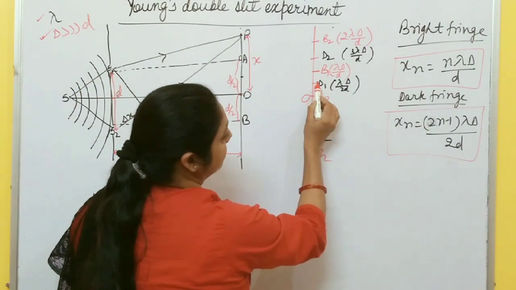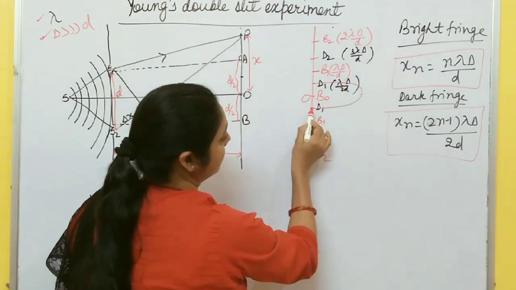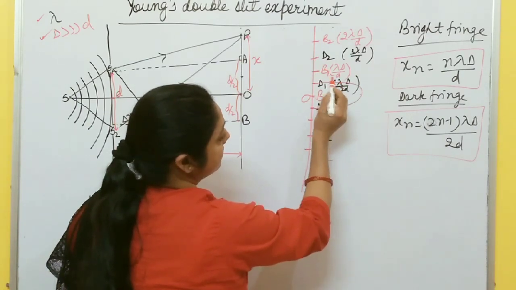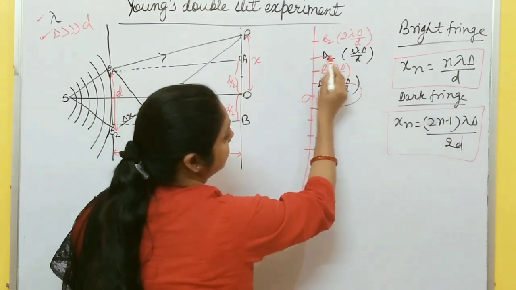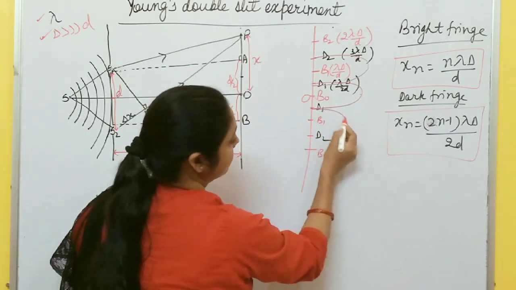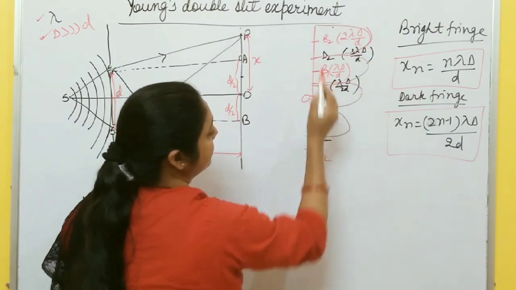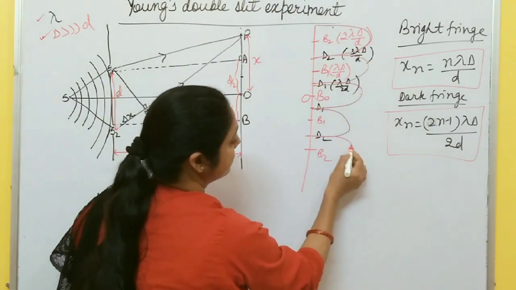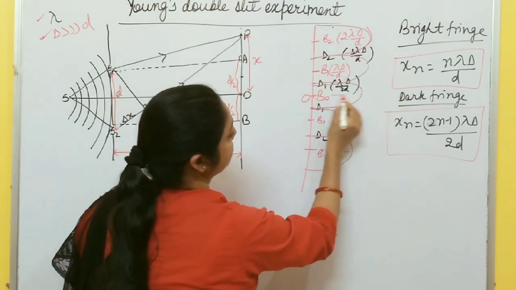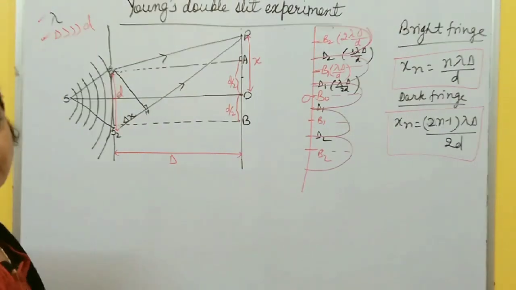Okay, this one is maximum. Suppose maxima is there, like this one. Again here is maxima, and this is the position, like this one. Here again maxima, so like this one. Here again maxima, so like this one. Here is again minima, so like this one. Here is maxima. These are the positions for maxima. In this way the intensity pattern is formed on the screen.